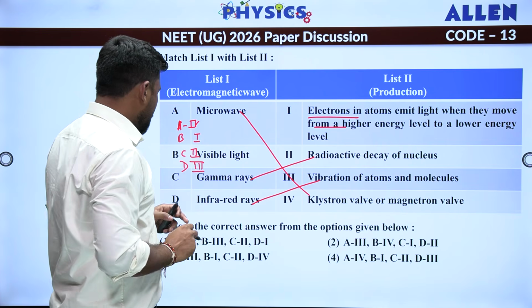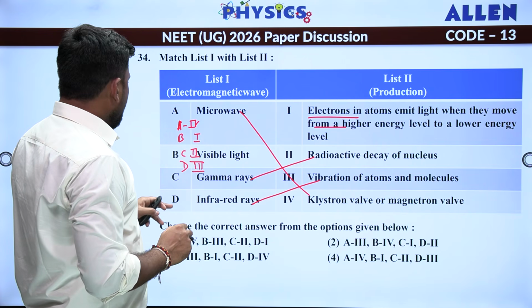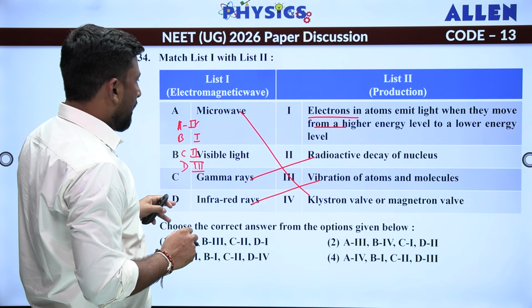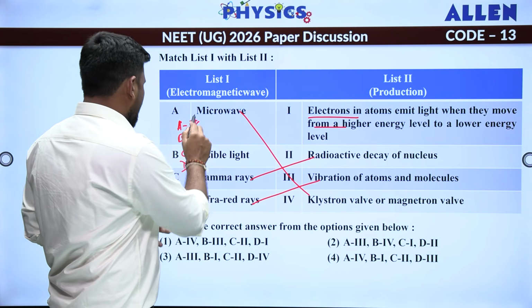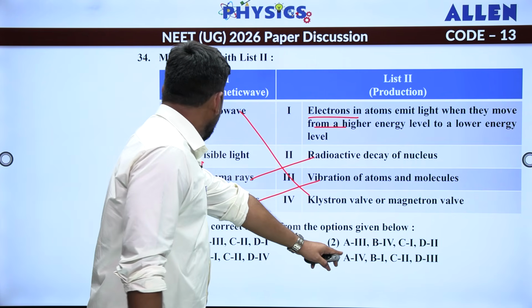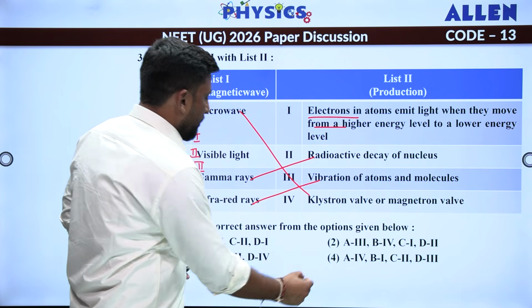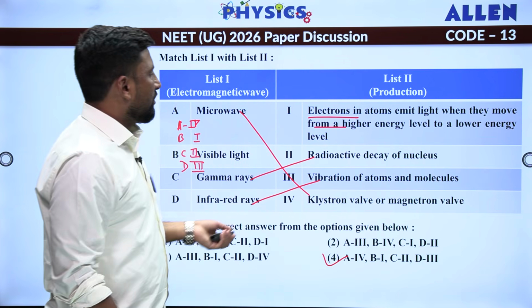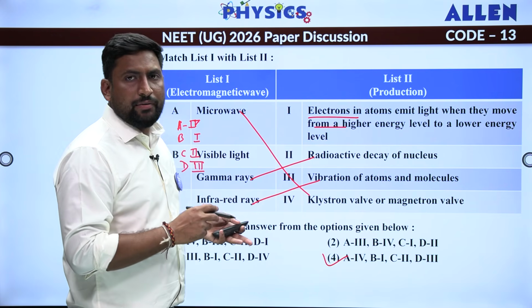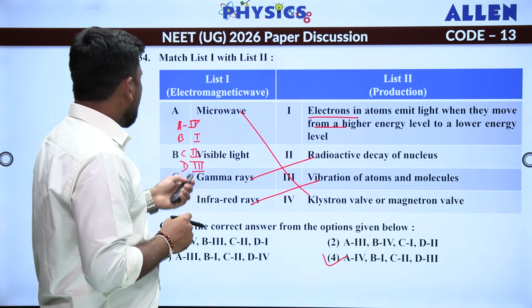So according to this, which option is matching? A4, B1, C2 and D3. So option 4 will match. It's a direct question because the theory is given in NCERT, so you can read from there.